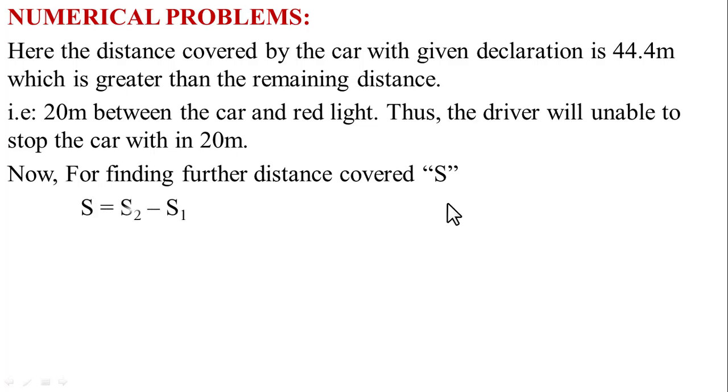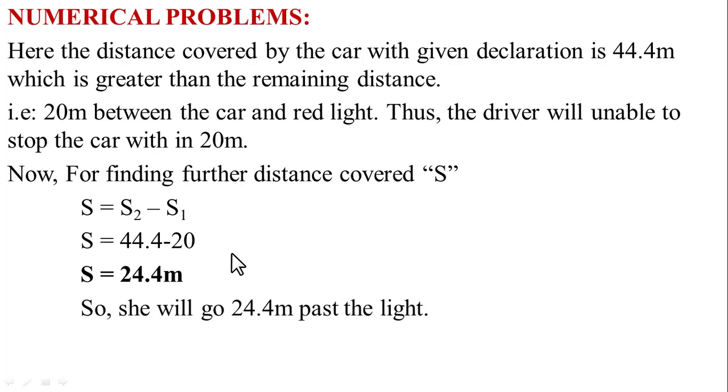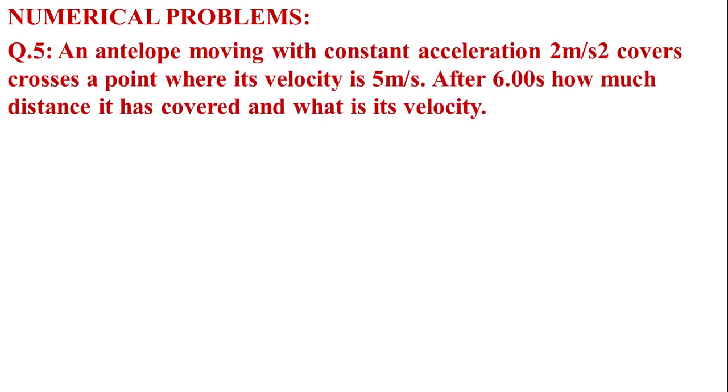So we can find the distance covered S. Then we have S is equal to S2 minus S1. Putting the values, S is equal to 44.4 minus 20. Then S is equal to 24.4 meter. So she will go 24.4 meter past the light. Now we can move to the next numerical problem, question number 5.